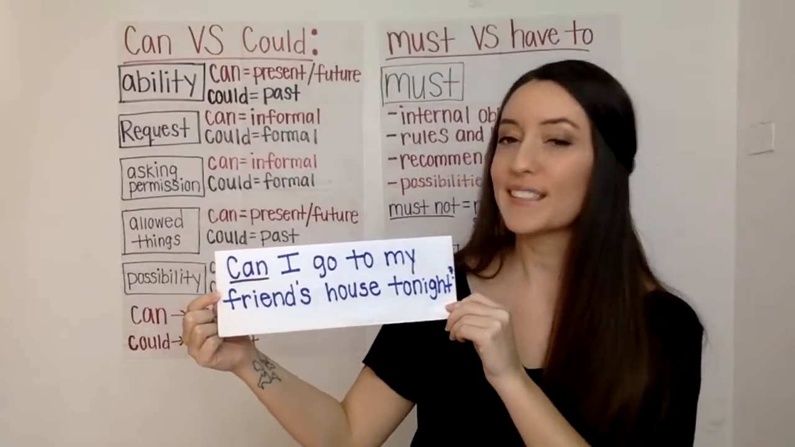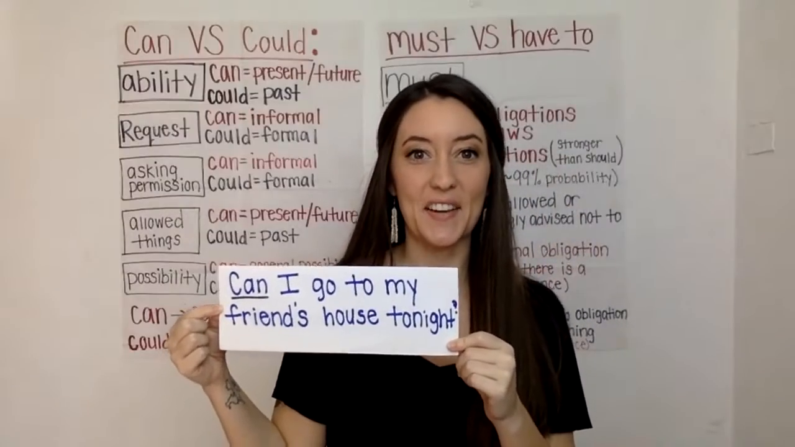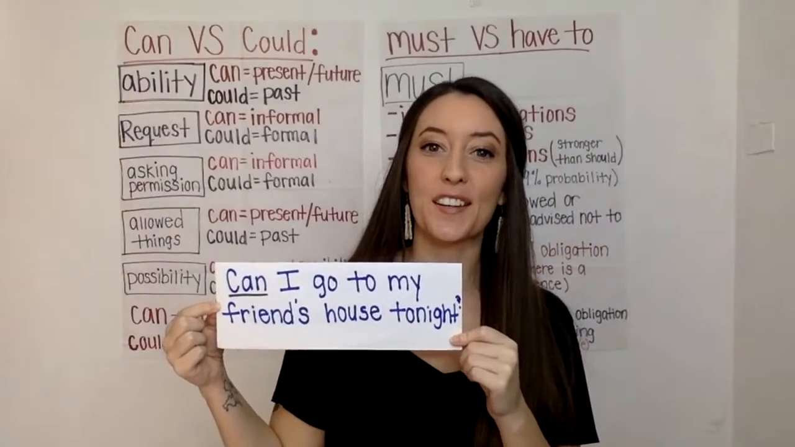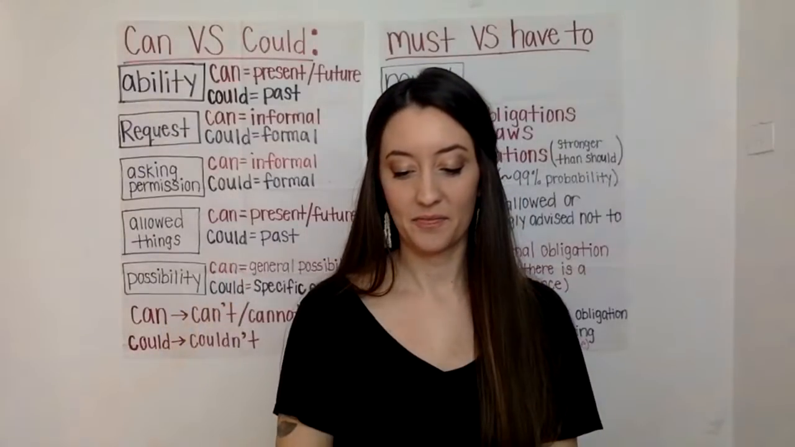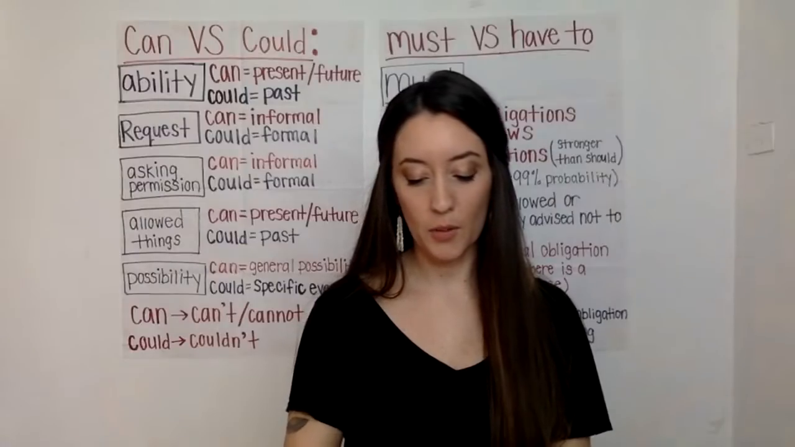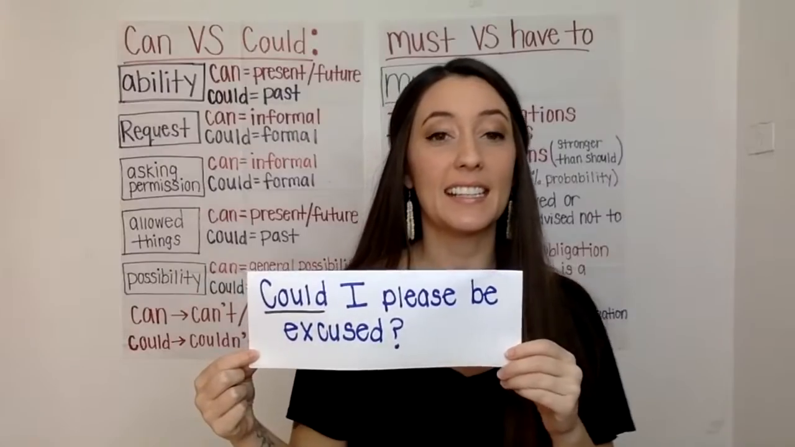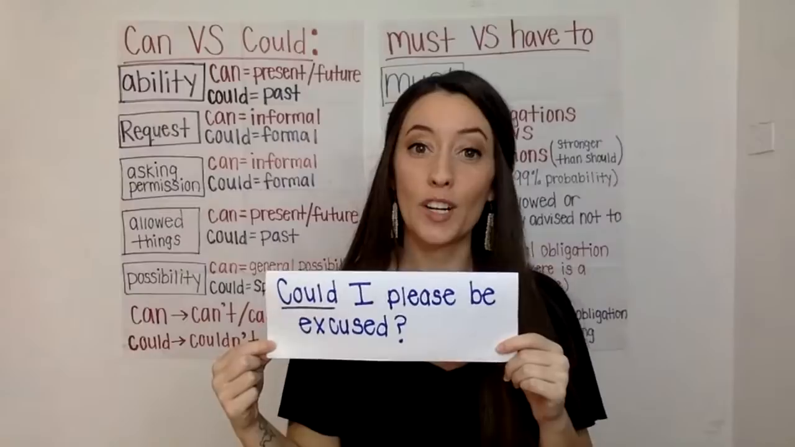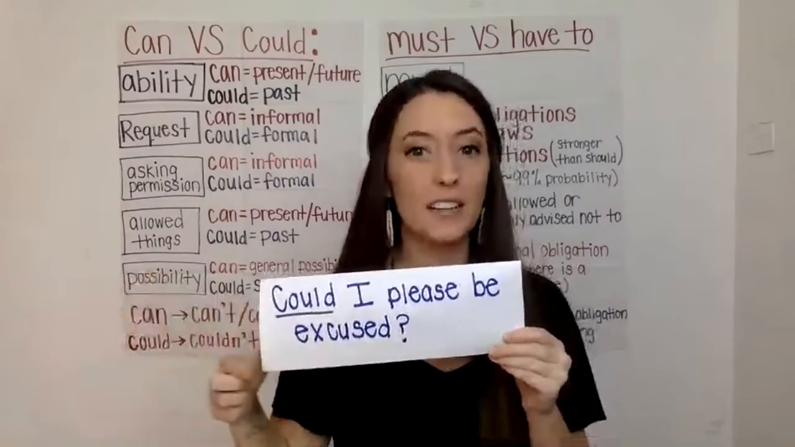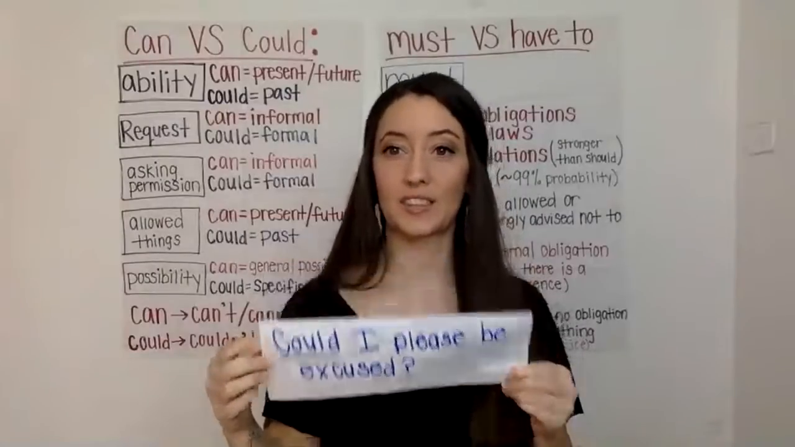Can I go to my friend's house tonight? So maybe if any of you have children, they're asking for your permission to go to their friend's house. Can I go to my friend's house tonight? And our formal example, could I please be excused? Maybe you're in a meeting at work and you need to step out of the meeting for a moment. So you would ask permission in a formal way, saying, could I please be excused?